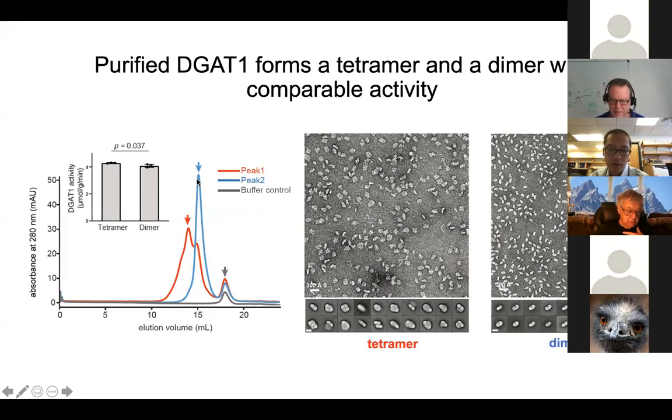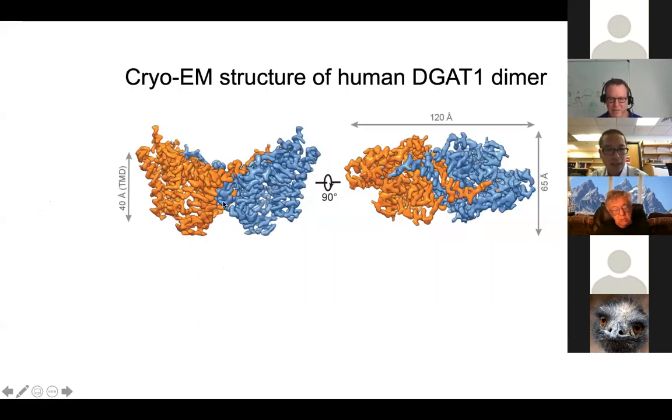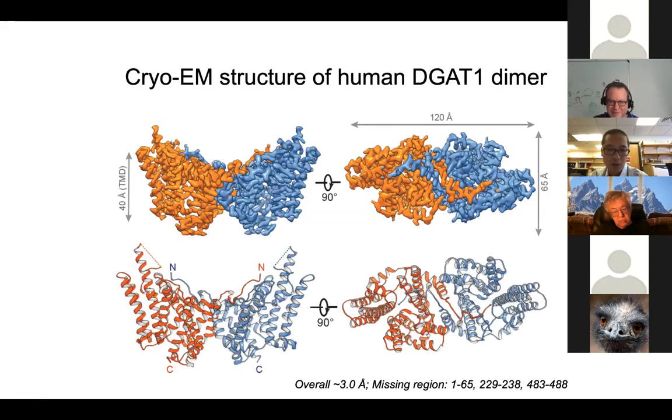So we finally managed to put this protein back into vitreous ice, and determine the cryo-EM density of the DGAT1 dimer at about 3.0 angstrom resolution. As you can see, this is the final density. Each unit has two DGAT1 monomers, colored in different colors. This high resolution density map allows us to build a model very confidently.